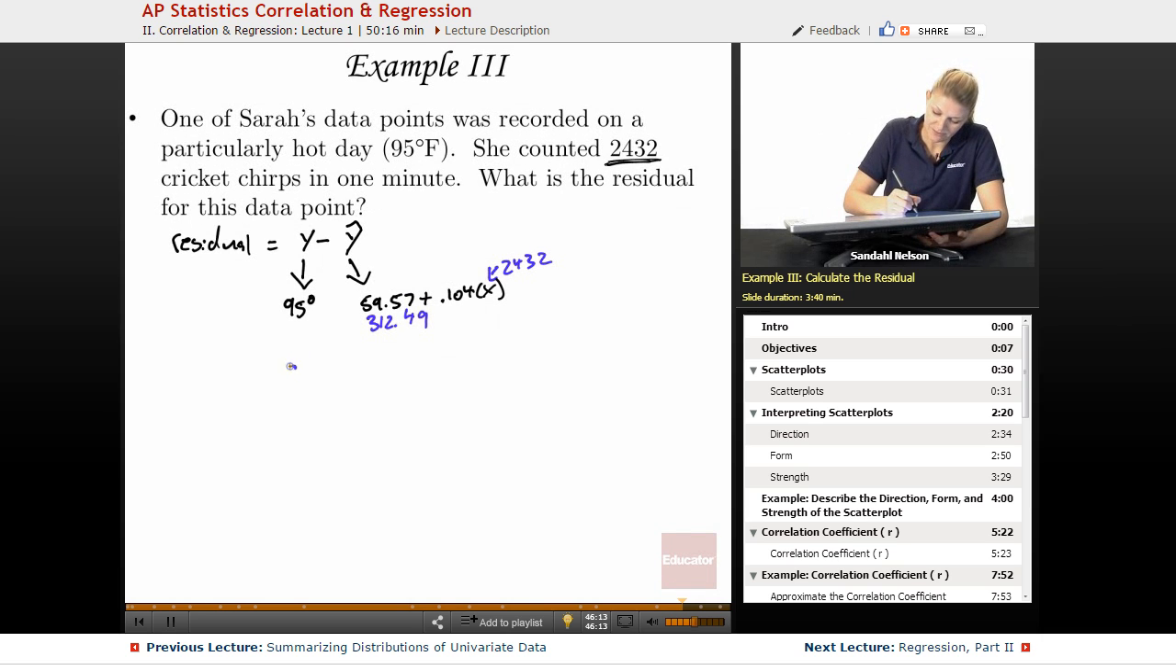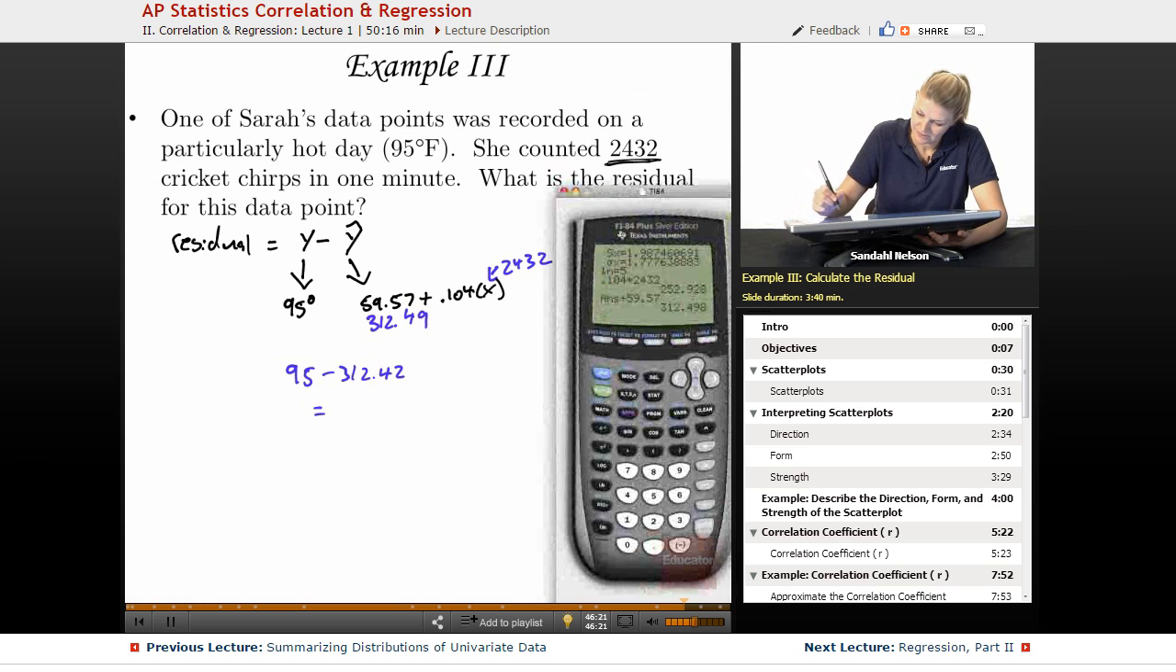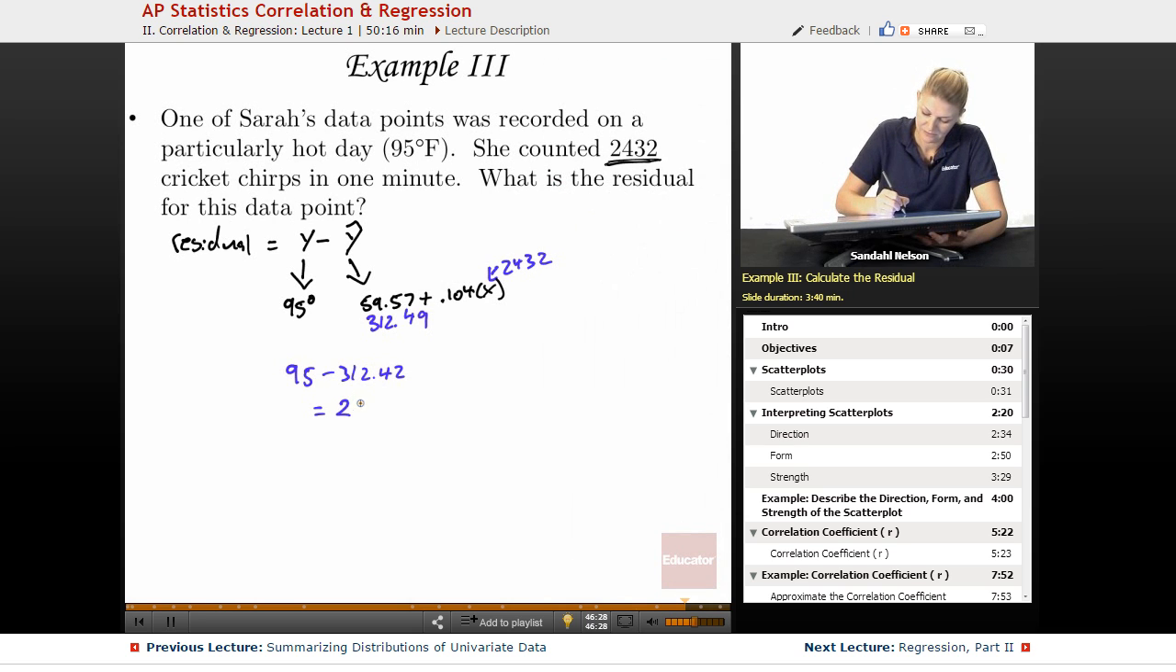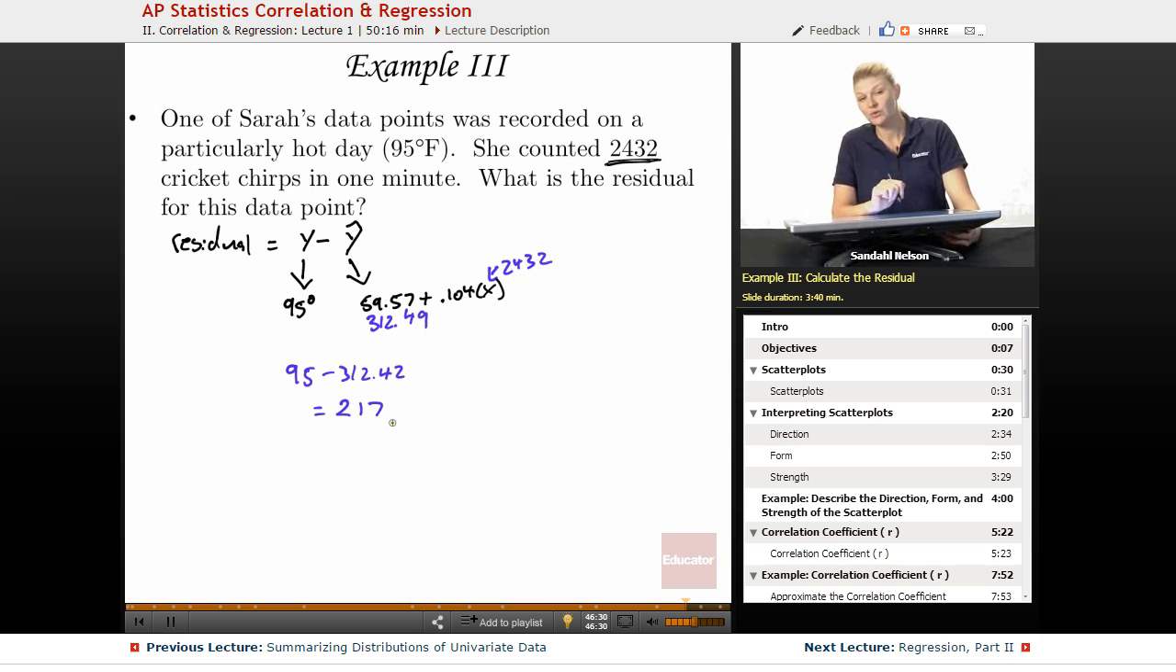So our residual is going to be 95 minus 312.42, which is, pull up the calculator, minus 95, which is 217. So that's a huge residual. So the reason I did this example with this huge residual is because I want to bring up a really important point.